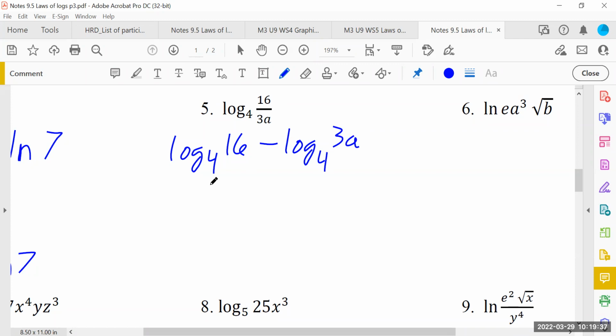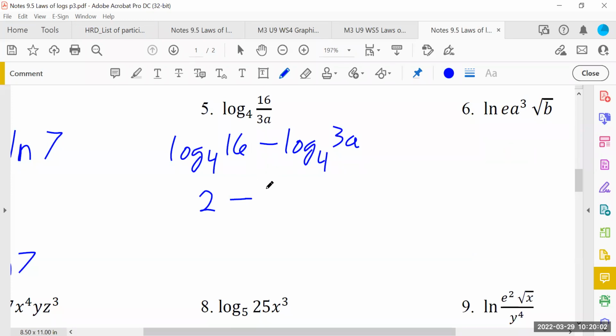Log base 4 of 16: 4 to what power makes 16? 2, right? Not 4. It is 4 times 4, but I want powers, which means 4 squared. So this is going to be a 2. But right here, I can split this. This is multiplication, so it becomes addition.